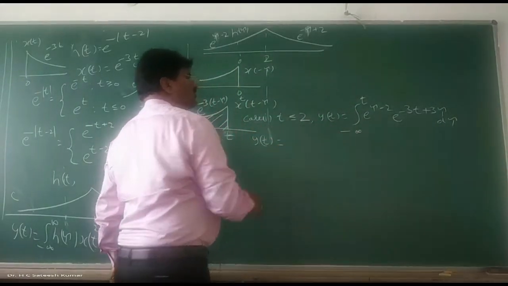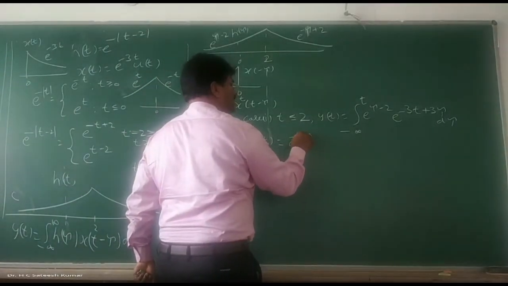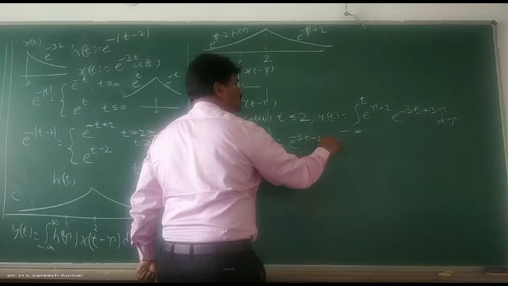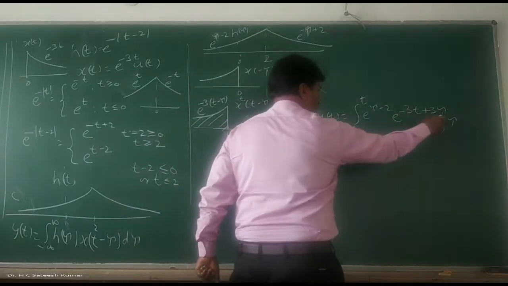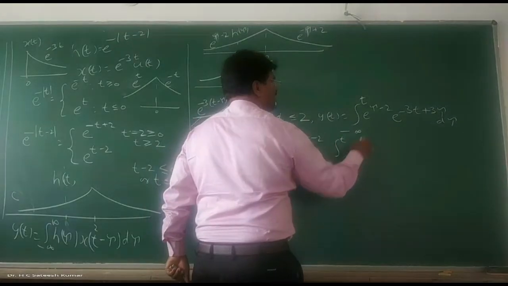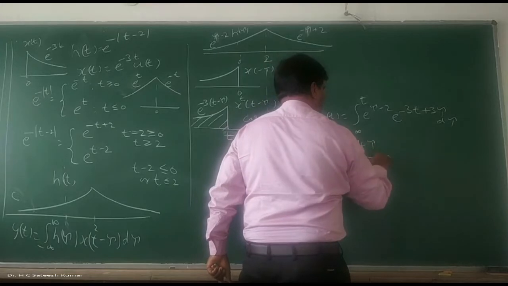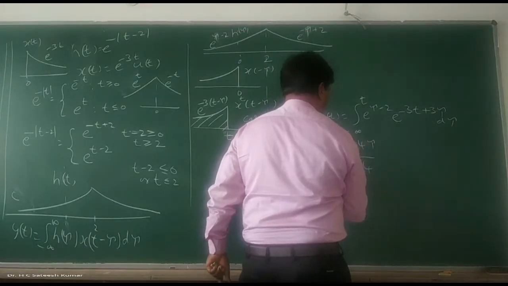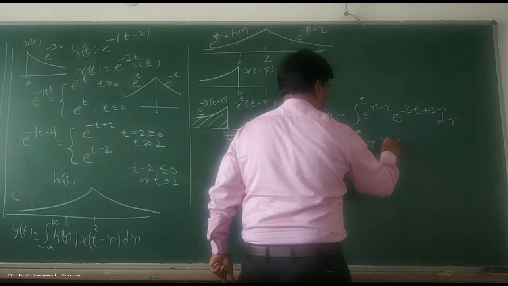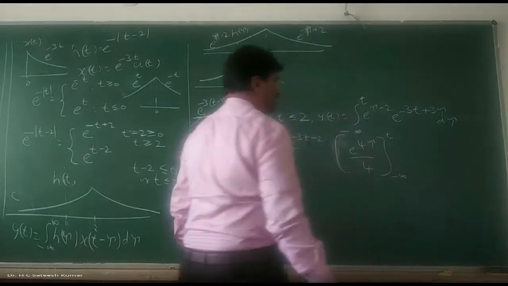is equal to multiply, separate it, constant you take it outside, e to the power of minus 3t minus 2. These two are constant because integration is with respect to tau. Integration from minus infinity to t, e to the power of tau plus e to the power of 3 tau, e to the power of 4 tau divided by 4. Integration, if you do it, then if you have done it, you can remove that limit. You can put the limit, integration symbol, you can remove it.